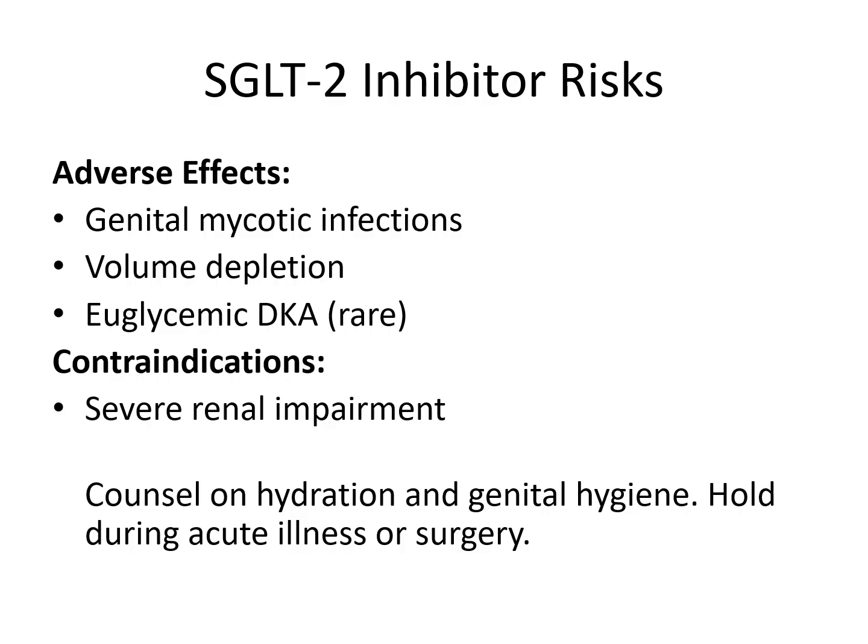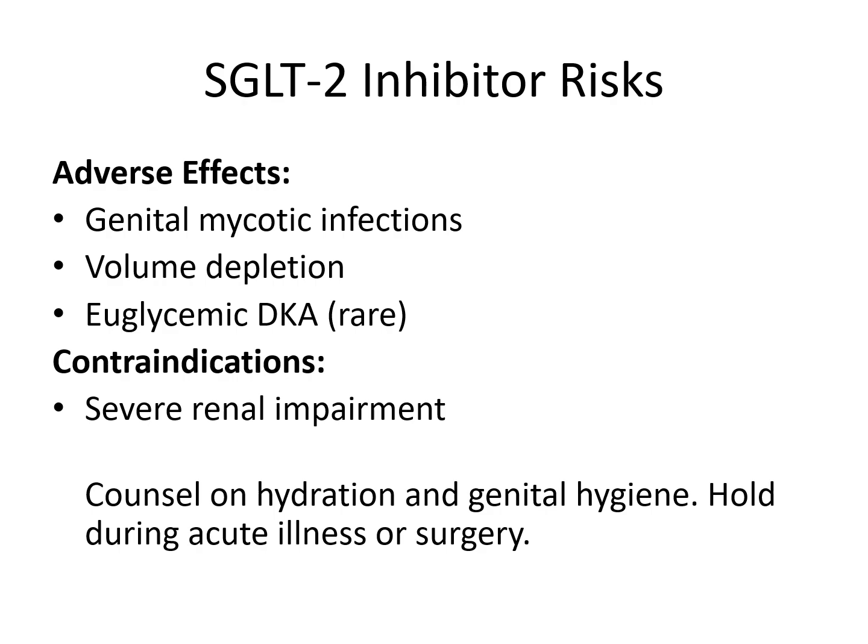A rare but serious complication is euglycemic diabetic ketoacidosis. This is a situation where a patient develops DKA, but glucose levels may not be dramatically elevated, which can delay recognition. Our SGLT2 inhibitors are generally avoided in severe renal impairment since their mechanism depends on kidney function.